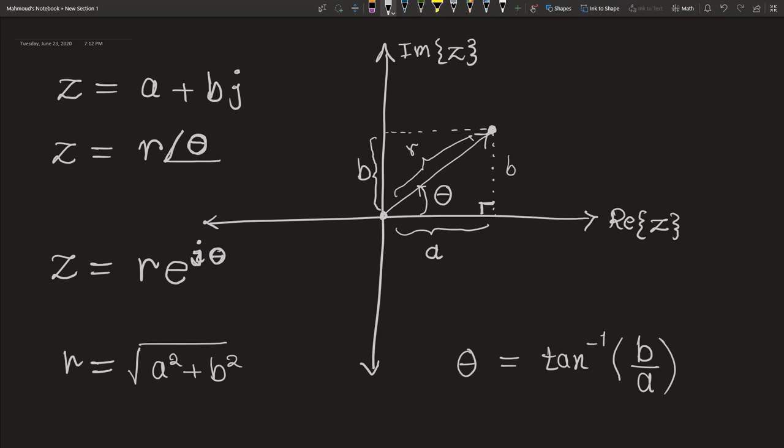Now, I want you to try and do this on your own. I want you to express B and A in terms of R and theta. You have to be familiar with how to convert between the polar, the exponential, and the rectangular form of complex numbers. That will be handy later on.